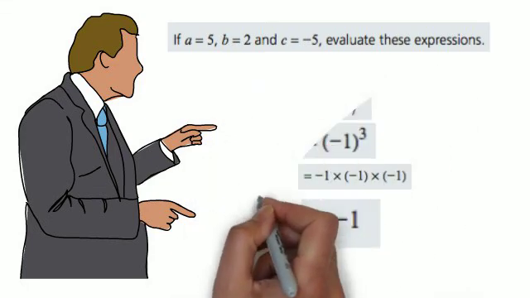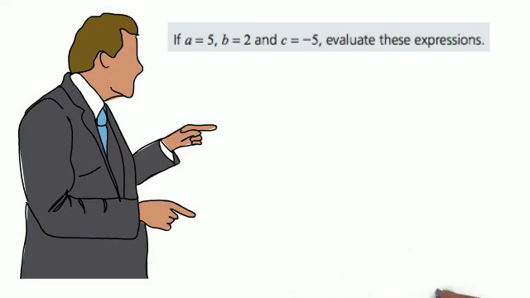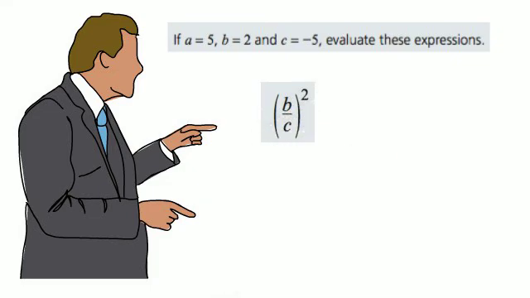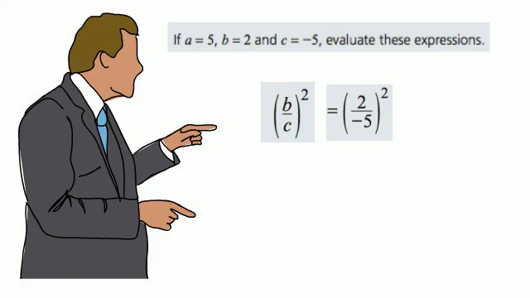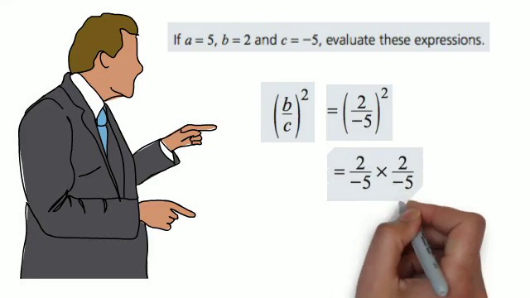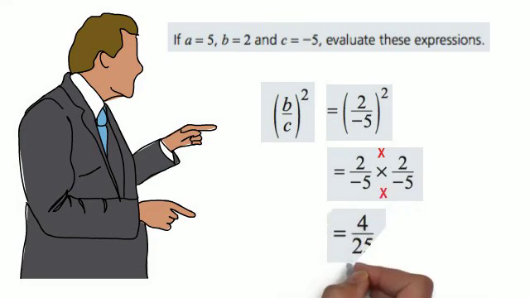Okay, last example. Question C is inside of parentheses, B divided by C, squared. So again, replace the B with 2 and the C with -5. Write it in expanded form. So 2 divided by -5 multiplied by 2 divided by -5. To evaluate this, we then multiply the numbers on top, which is 2 times 2, which is a total of 4, and we're going to do the same down the bottom. So -5 times -5 will give us +25.